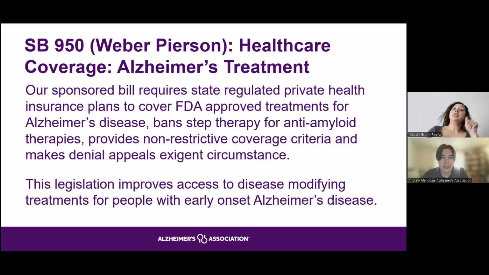So this is our sponsor bill, SB 950, with Senator Weber Pearson. It requires state-regulated health insurance plans to cover FDA-approved treatments for Alzheimer's disease. It bans step therapy for the anti-amyloid therapies, and then it provides non-restrictive coverage criteria and makes denial appeals exigent circumstance. This bill did receive a 9-0 vote to move out of the Senate Health Committee, and then the fiscal assessment from DMHC was that it would have absorbable costs. And then the California Department of Insurance provided 2 different estimates that equaled around $33,000 for state costs. So we were able to avoid the suspense file on this one.